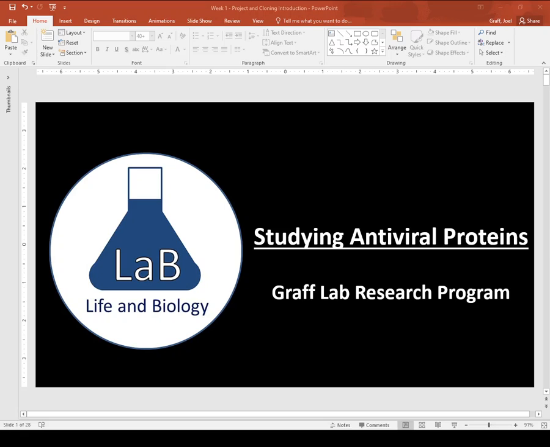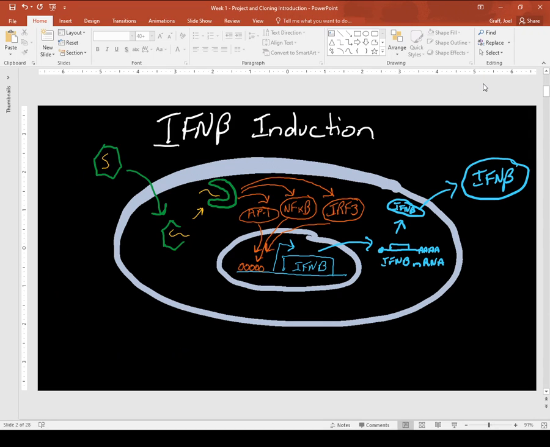Anyway, so in my research lab, we study antiviral proteins, and those antiviral proteins, let's see, it's not wanting to change slide. To understand antiviral proteins, we need to first talk about what happens when a cell gets infected with a virus. So, let me see, I'm going to change this to a pointer, maybe. Oh, it's not going to be a pointer because I'm not in presentation mode.